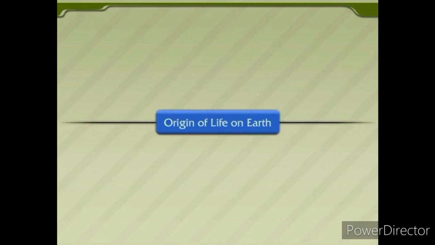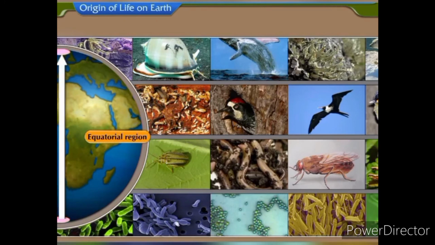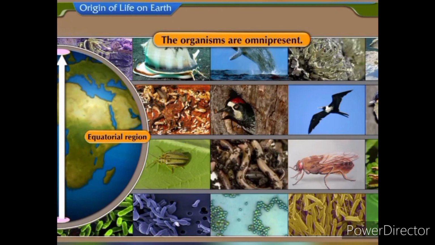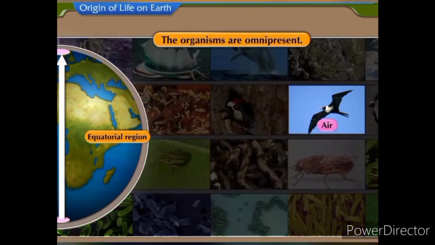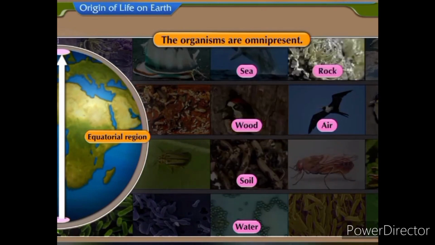Origin of life on Earth. Life exists everywhere, from the equatorial region to the extreme poles of the Earth. The organisms are omnipresent, that is, found everywhere, in the air, soil, water, sea, wood, and also the rocks.